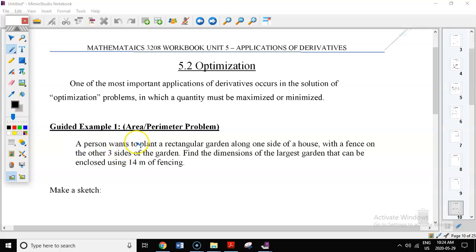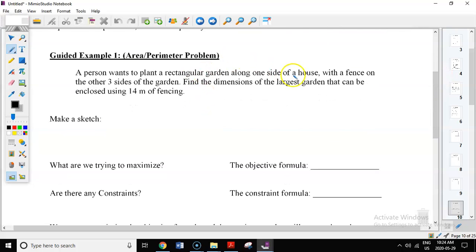The person wants to plant a rectangular garden along one side of this house, so this might sound familiar, with a fence on the other three sides. So if this is the house, and then we want a fence here, here, and here. And it says rectangular, but it could be a square. We don't know that for sure.